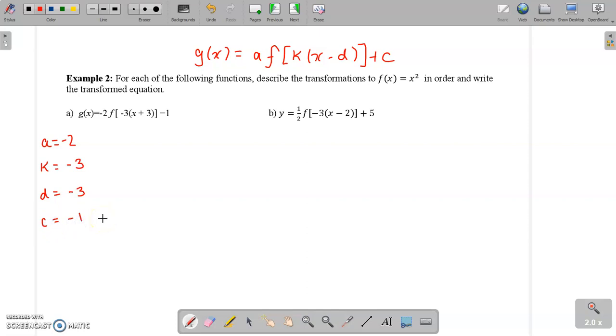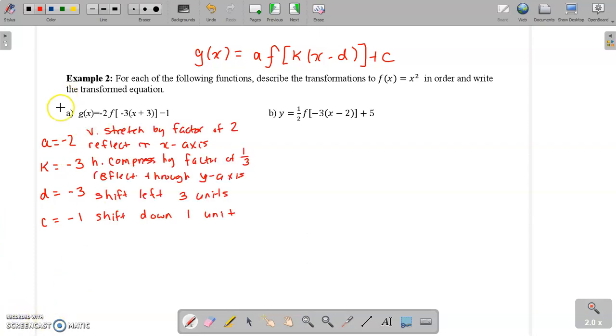So now given that, you're going to come up with the descriptors. For example, this is greater than 1, so we would say it's a vertical stretch by a factor of 2, but this is negative, so we're also reflecting it in the x-axis. So what you should do now is pause the video and come up with these descriptors. I'm going to do the same.